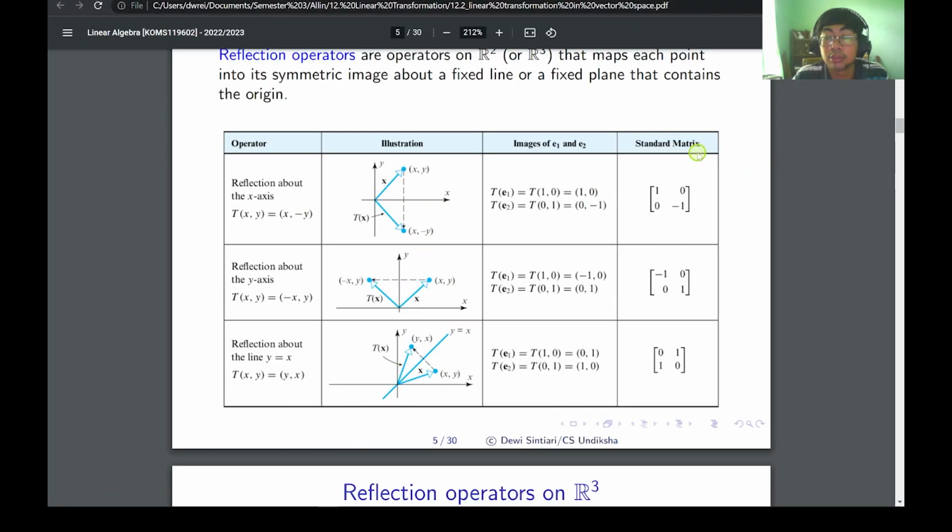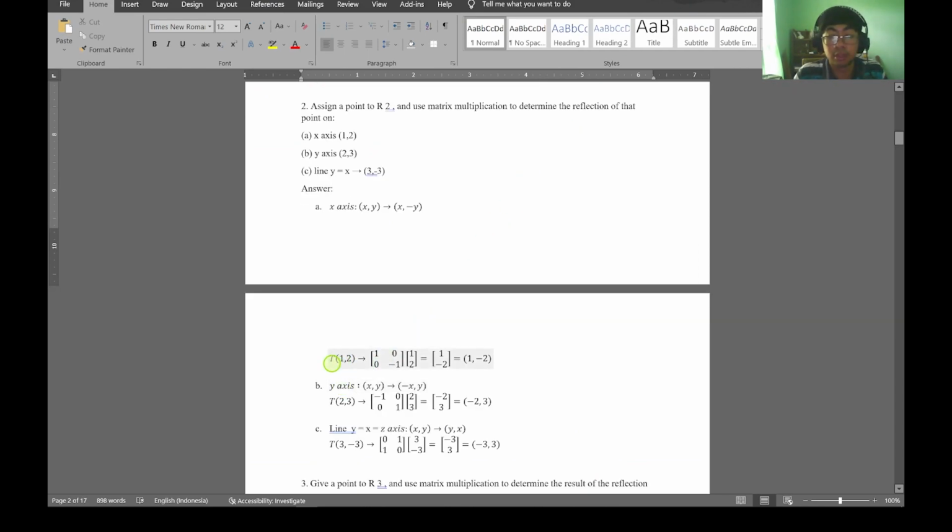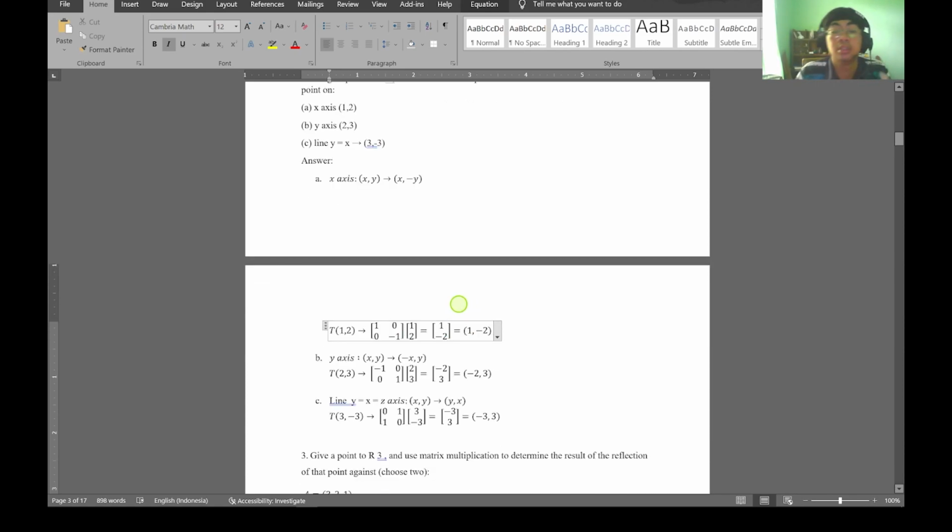We need to multiply it by the standard matrix. This is the standard matrix of the x-axis, this is the standard matrix of the y-axis, and this is the matrix for the line y equal to x. So transform 1 and 2 with the standard matrix of the x-axis. We multiply it: 1 0 times 1 and 2 gives 1, and 0 minus 1 times 1 and 2 gives minus 2. So the answer is matrix 1, minus 2 for the x-axis.